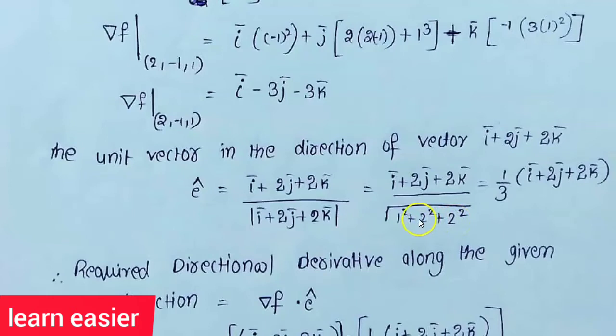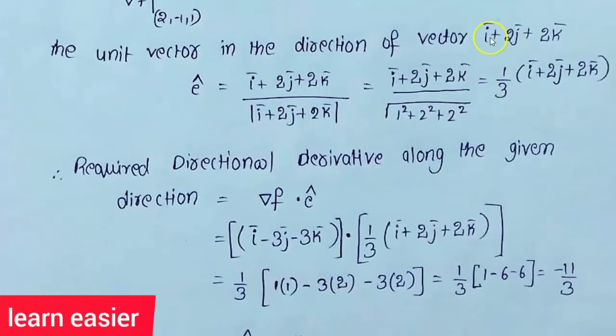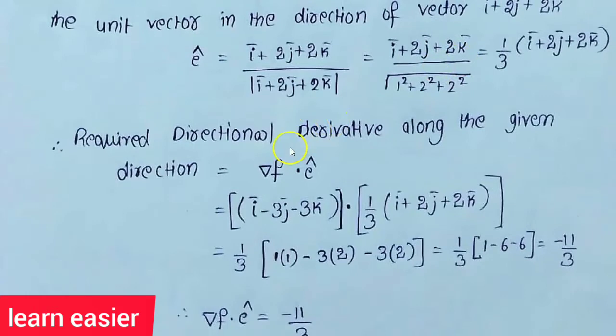So 4 plus 4 is 8, plus 1 is 9. The square root of 9 is 3. So we will get 1/3 (i bar plus 2j bar plus 2k bar). And now we have to find the directional derivative. So the required directional derivative along the given direction.